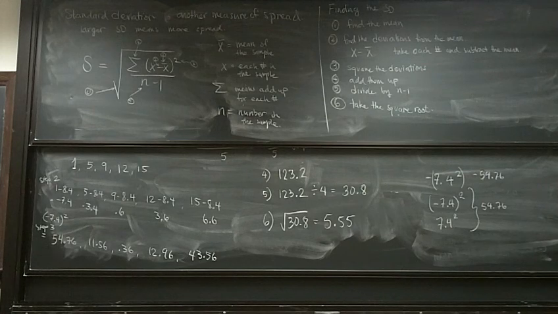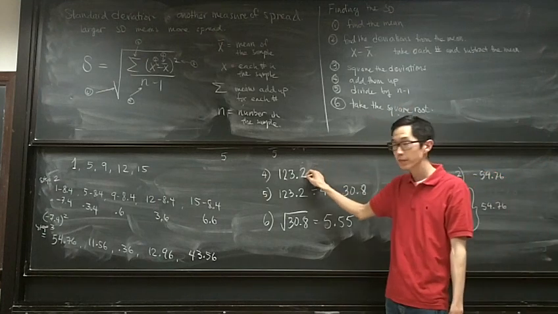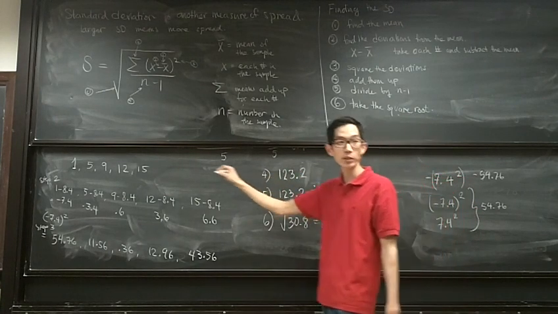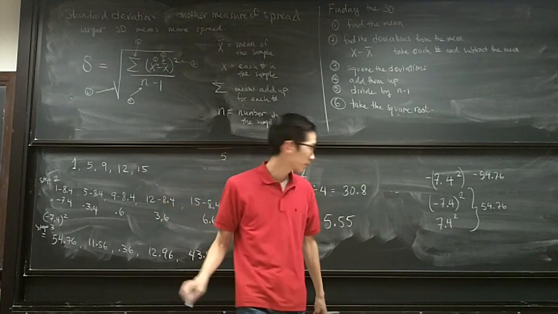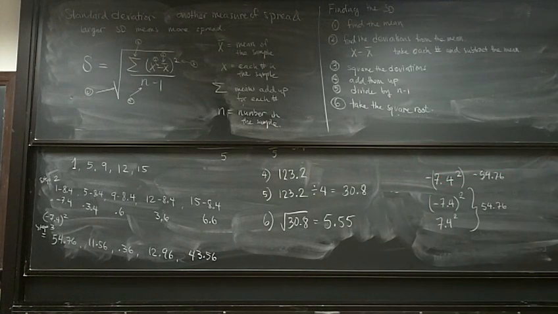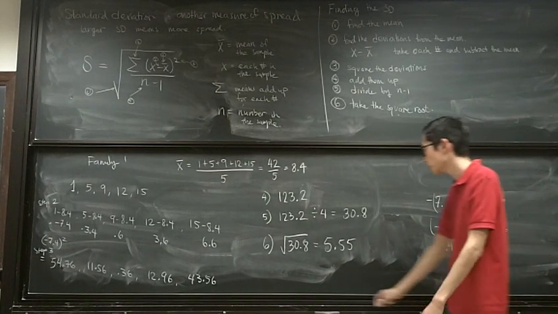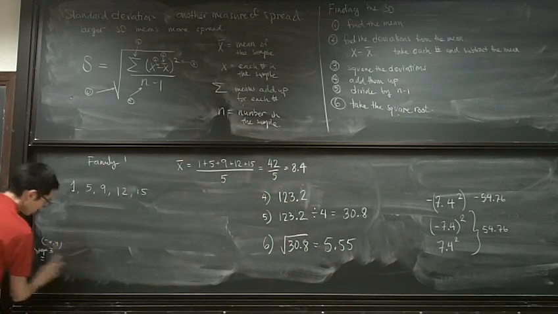Yes? Huh? Step 5 is divide by n minus 1, right? Okay, so here I have 123.2. What is my n? 5. N is how many numbers I have. How many numbers do I have? I got 5 numbers. 5 minus 1 is 4. So I did 123.2 divided by 4. Okay? So that is the standard deviation of family 1. The standard deviation of family 1 is 5.55. Is that okay?